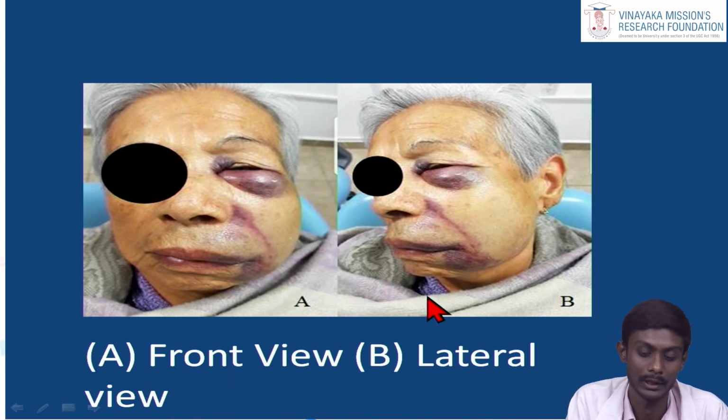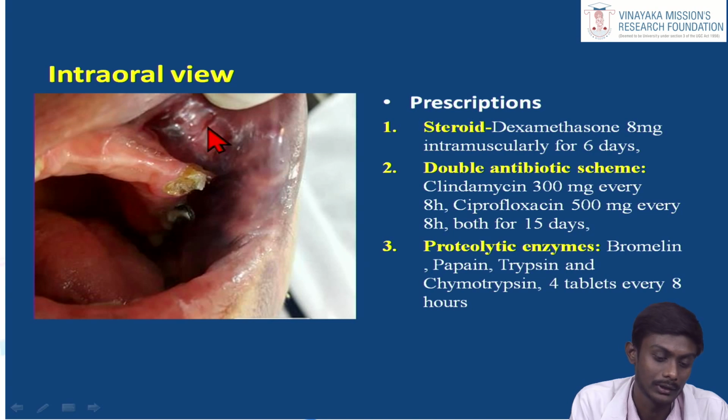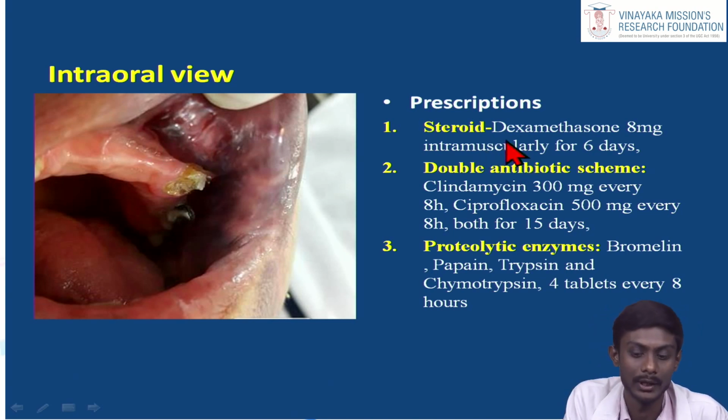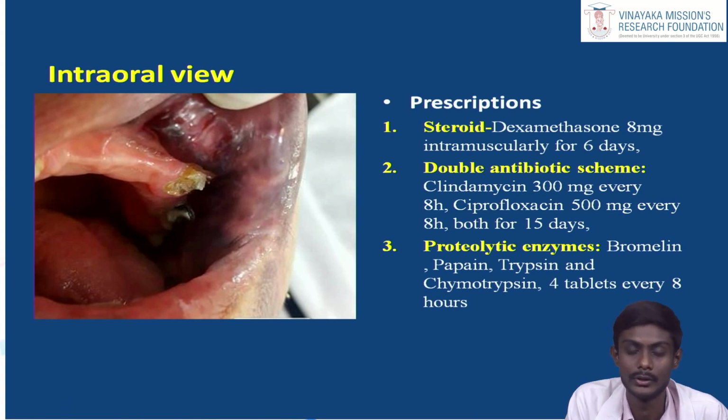This is a frontal view and the lateral view of the patient. The intraoral view also shows bruising and necrosis of the upper lip region and the sulcus region, mainly because of the sodium hypochlorite. They prescribed steroids like dexamethasone 8 gram intramuscularly for 6 days. Because of the greater involvement of the extraoral and intraoral regions, they prescribed intramuscular dexamethasone, which is 8 gram for 6 days.